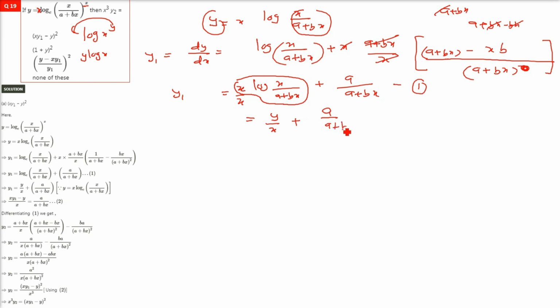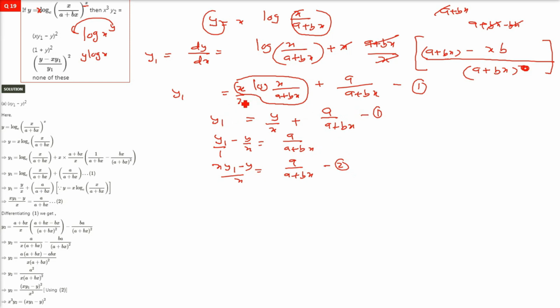On the left hand side you have y1. Now take this y by x on the left hand side. y1 minus y by x is equal to a by a plus bx. So y1 minus y by x is equal to a by a plus bx. We are going to utilize this in the later part. You can call it whichever number you want, but this is going to be utilized in a short while.